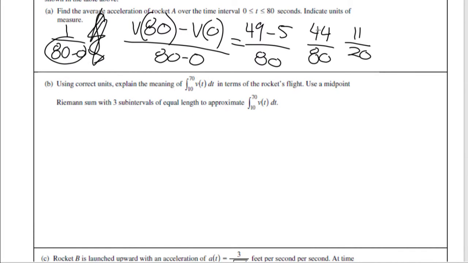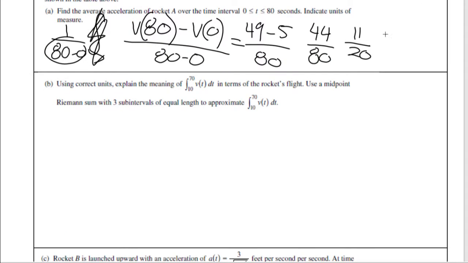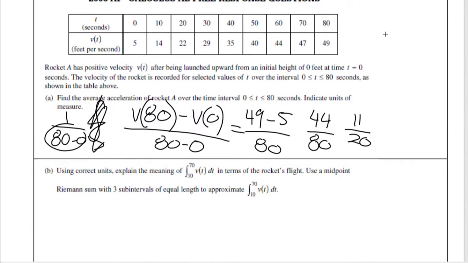Do units eventually count on the solution guide? Let's see. Yes, they do. Down here it says units in A and B. And it does say in the instructions, indicate units of measure at the very end. And if we scroll up, we can see that our table was in feet per second. So acceleration is feet per second. And if I find the average of that, it's still an average of an acceleration, so we're still talking about acceleration. So it should still be feet per second.